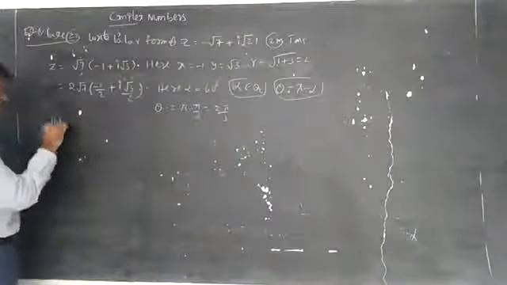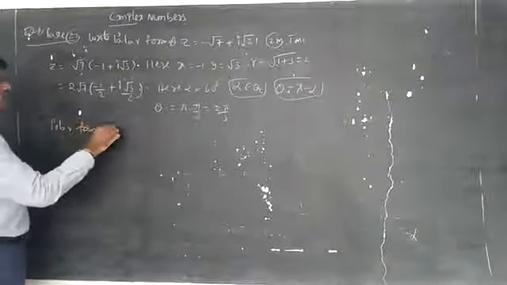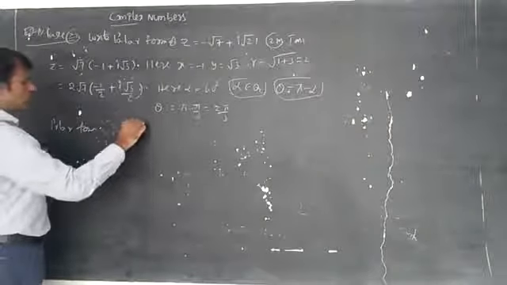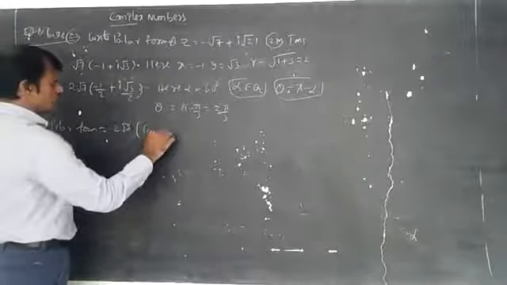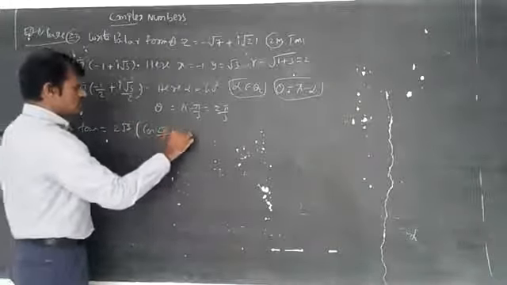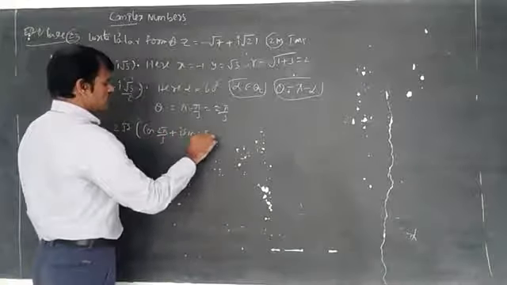Polar form is equal to 2 root 7 into cos 2 pi by 3 plus i sin 2 pi by 3.